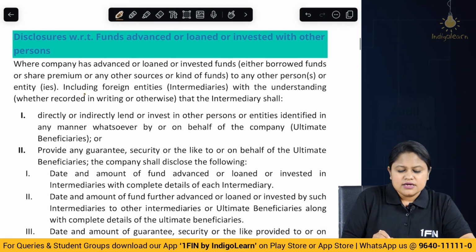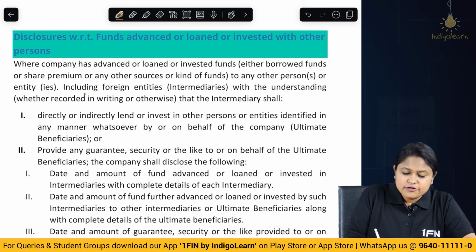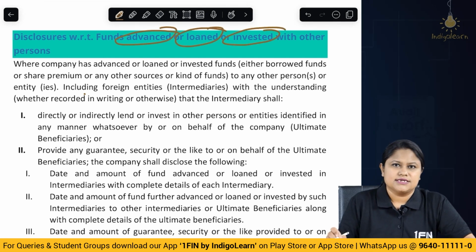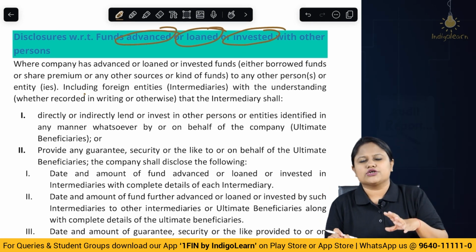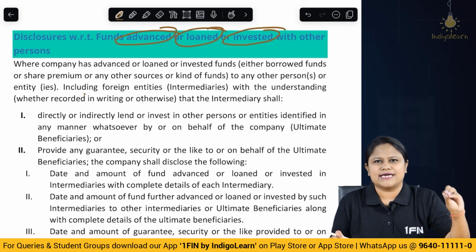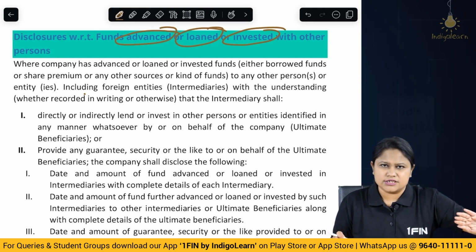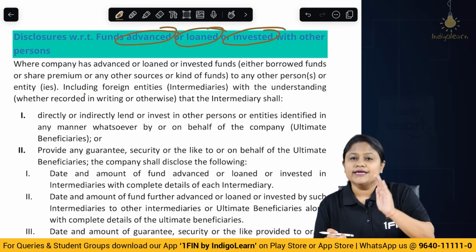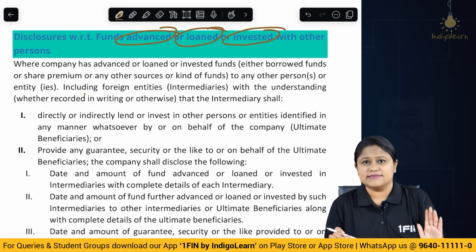Let us understand. Disclosure with respect to funds advanced or loaned or invested with other persons. What is it? Funds advanced, loaned or invested with other persons. Now, I'll first explain what this criteria or situation is all about, and then based on that we need to understand, if such a situation has happened during the year or is prevailing in the company, what they have to additionally disclose in their notes to accounts, apart from all the Schedule 3 disclosures we have already studied. That is mandatory, and if it is not there, it is going to be a material misstatement. Clear?